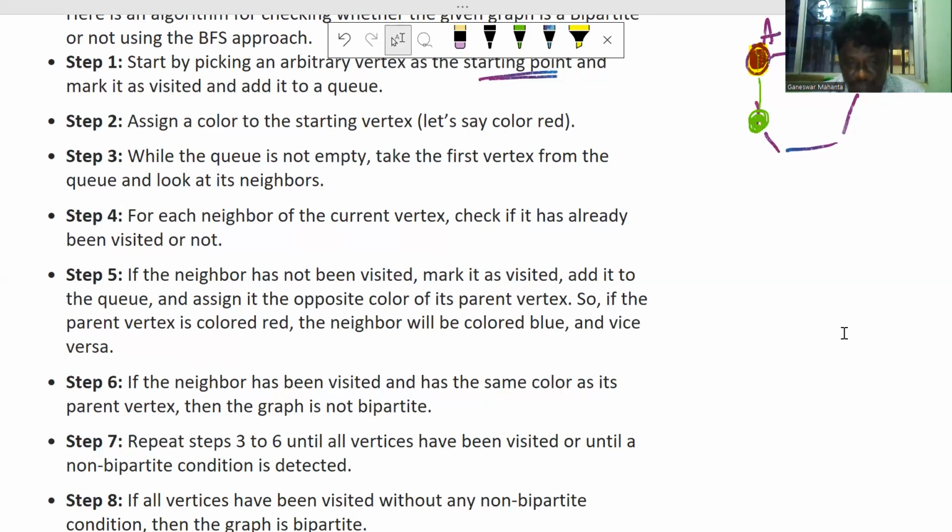If the neighbor has been visited and has the same color as the parent vertex, then the graph is not bipartite. If consecutive vertices have the same color, then we can say that it is not a bipartite graph, right?